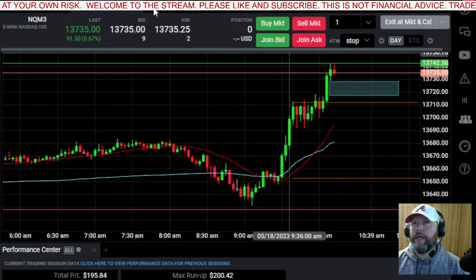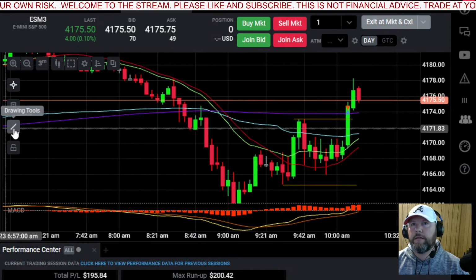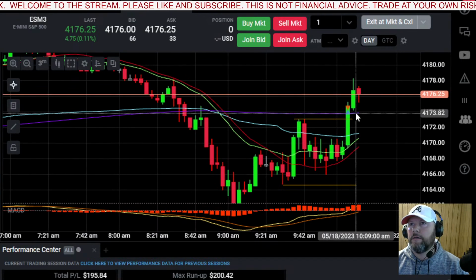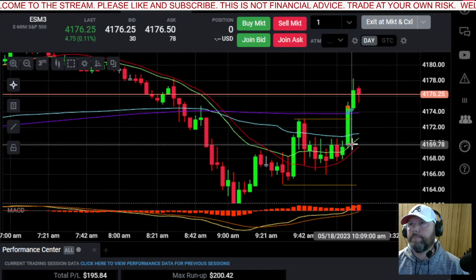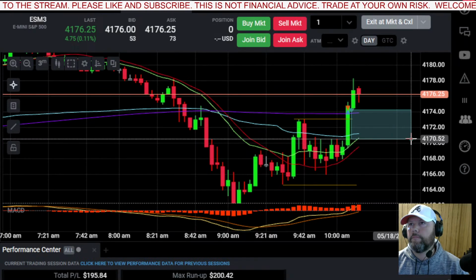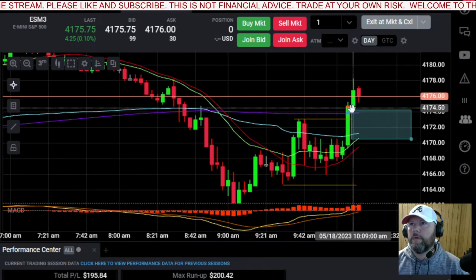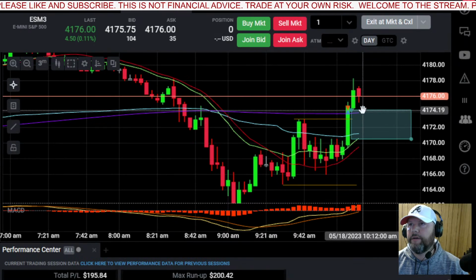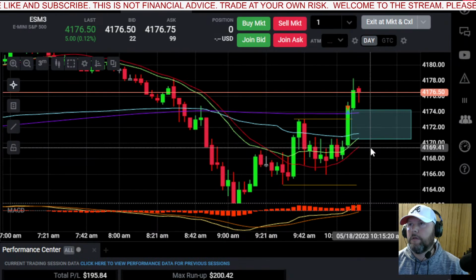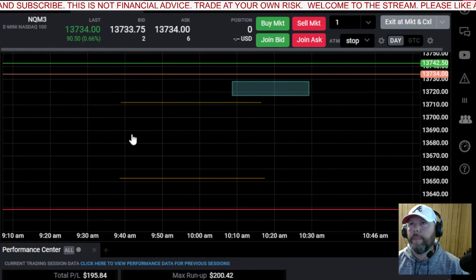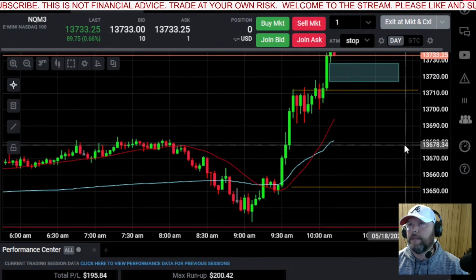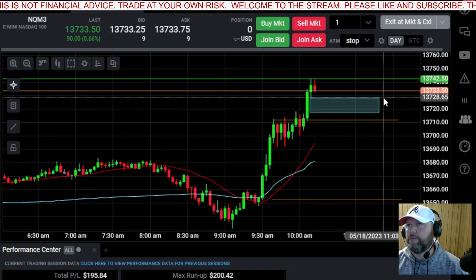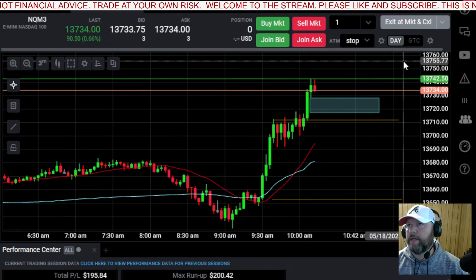Got this fair value gap on the Nasdaq as well as on the ES. So maybe trade back into the 74 area on the ES. Nasdaq, possible trade back into the 28 area for the move back up.